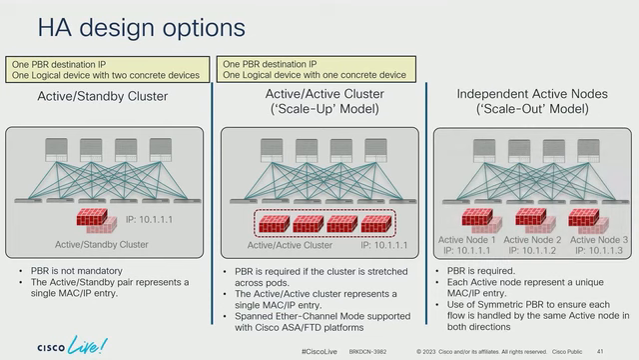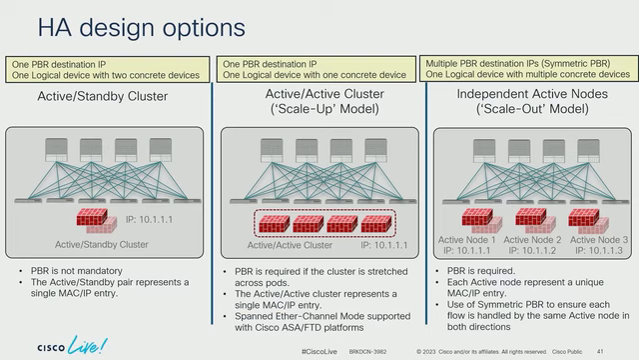The third use case is independent active nodes by using symmetric PBR. For example, you have 6 devices, 3 pairs, 3 IPs. In that case, we're going to load balance traffic across 3 IPs. From PBR configuration perspective, it's 3 PBR destinations per PBR policy and 1 logical device with 6 concrete devices. So these are the typical HA design options. Since active standby HA might be straightforward, I'm going to double click active cluster and independent active nodes.